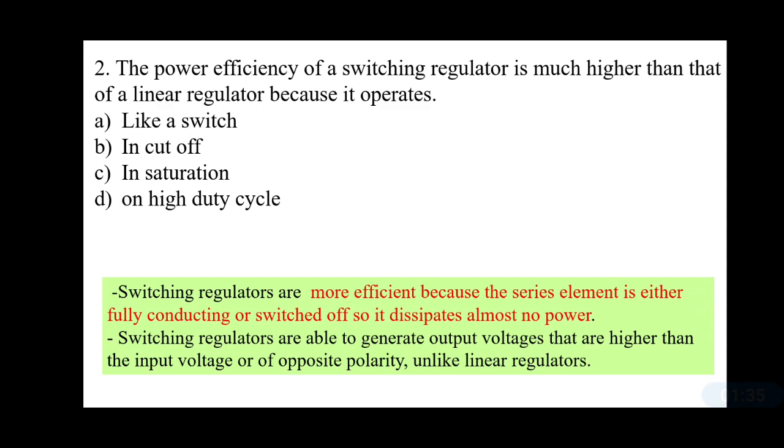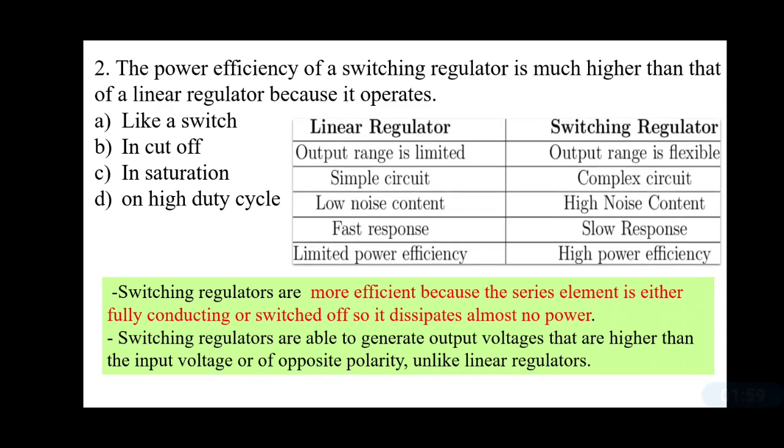Switching regulators are most efficient because the series element is either fully conducting or switched off, so it dissipates almost no power. Switching regulators are also able to generate output voltages that are higher than the input voltage or of the opposite polarity, unlike linear regulators. The correct option is A, like a switch.